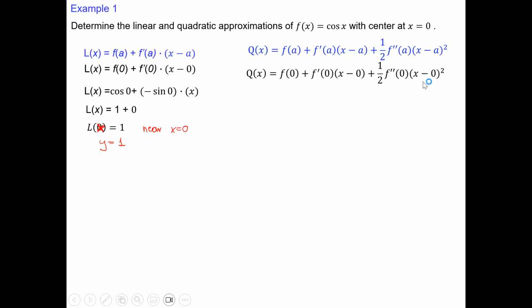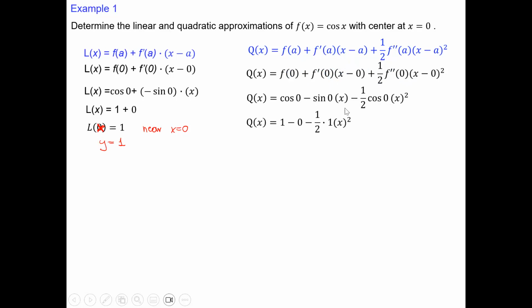Everything is at 0. We know the function cosine, and we know the first derivative, negative sine. Now we will also need a second derivative. The second derivative of cosine will be the derivative of negative sine, which is negative cosine of x. Please notice the negative. Cosine at 0, sine at 0, that's negative, and negative cosine at 0.